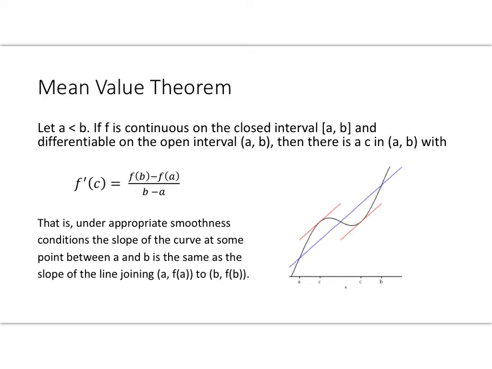If I'm looking at this graph, here are my endpoints, a and b, and there's a slope between them. What the mean value theorem says is that for any two points, as long as there's an interval, I have to have another point between them where the slope is exactly the same as the slope of the line between those two endpoints. So under appropriate smoothness conditions, the slope of the curve at some point between a and b is going to be the same as the slope joining those two endpoints. If I just took a and b and drew a straight line, there's at least one more point on the curve that would have that same slope. That is what the mean value theorem is telling me.